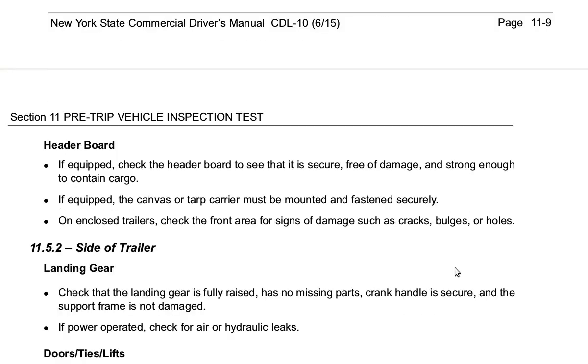Header board. If equipped, check the header board to see that it is secure, free of damage, and strong enough to contain cargo. If equipped, the canvas or tarp carrier must be mounted and fastened securely. On enclosed trailers, check the front area for signs of damage such as cracks, bulges, or holes.